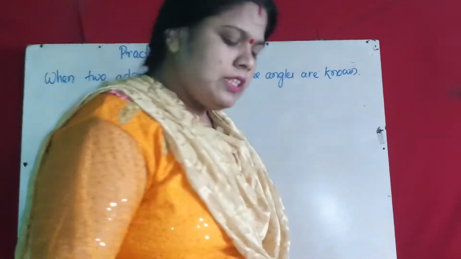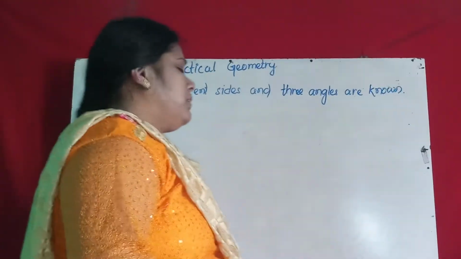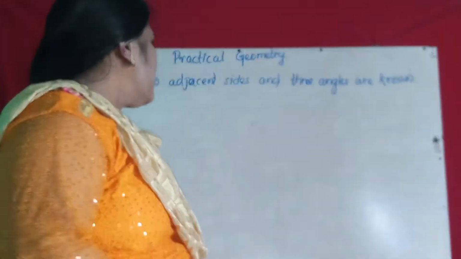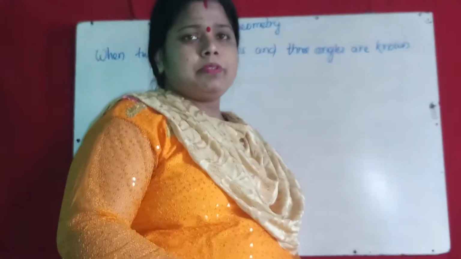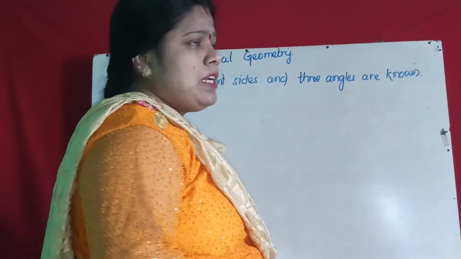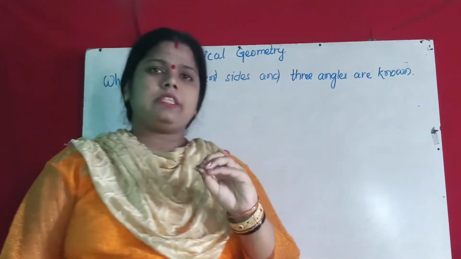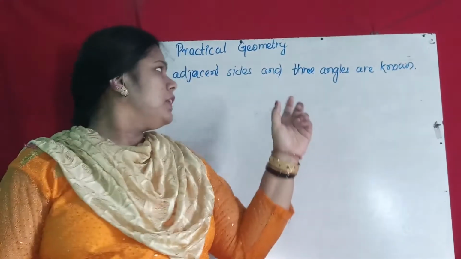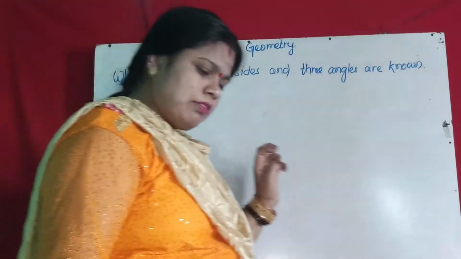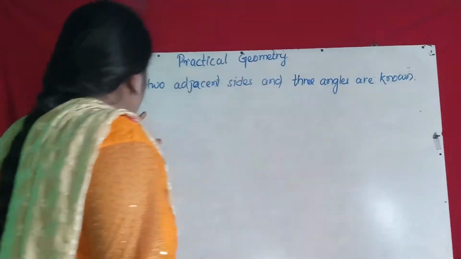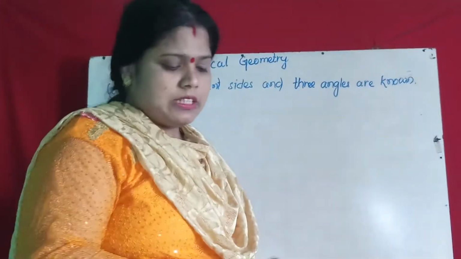Good morning, students. Today we read practical geometry, how to construct a given quadrilateral. There are many conditions. According to the information I told you in the previous video, when 5 pieces of information are given about a quadrilateral, then we can easily draw it. So if 2 adjacent sides and 3 angles of a quadrilateral are given, how can you draw it?